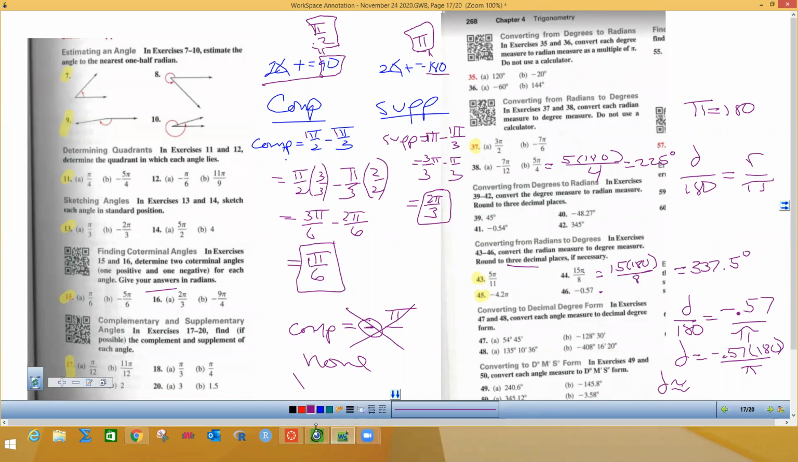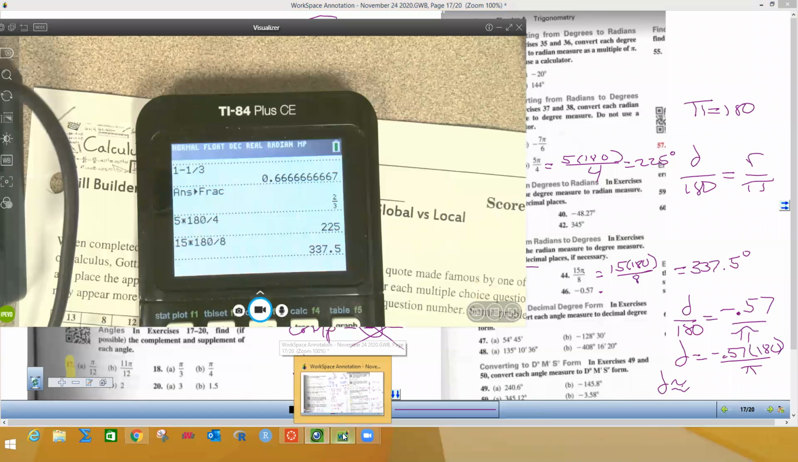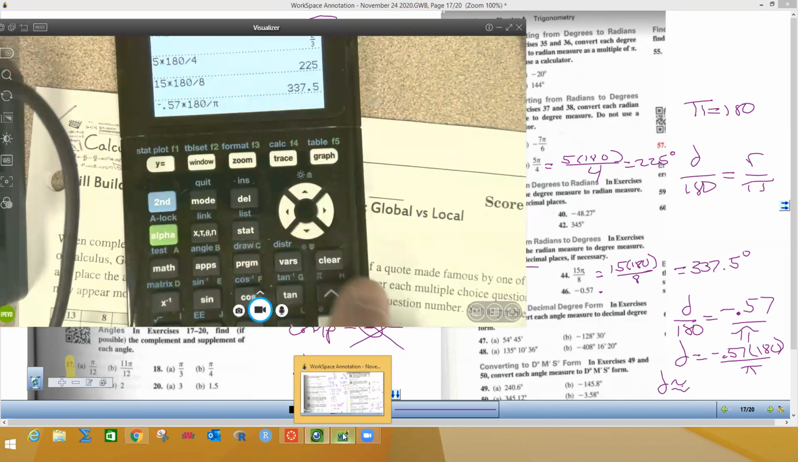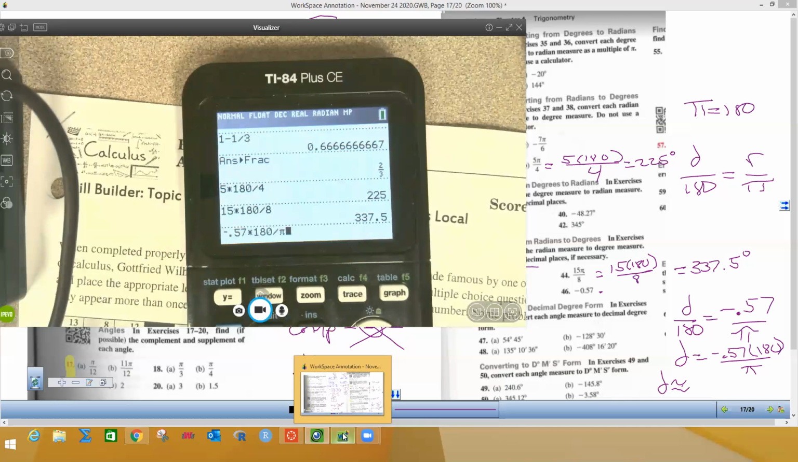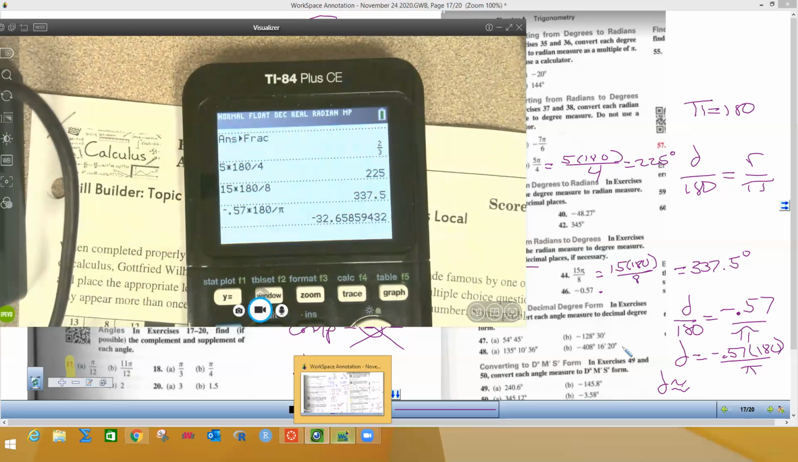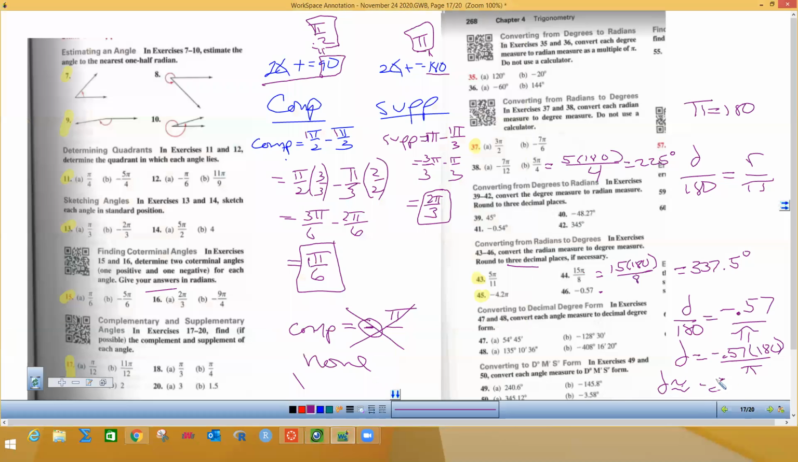So when I do that on my calculator, I'm going to take negative 0.57 times 180 divided by, and you hit second caret for your pi button. In case you don't remember, right there in blue, right there above my fingers, the little pi symbol. So you hit second caret and you hit enter, and this would be negative 32.659 degrees would be our answer. You put the degree symbol in there. That's decimal degrees. Does anybody have any questions on any of this stuff?